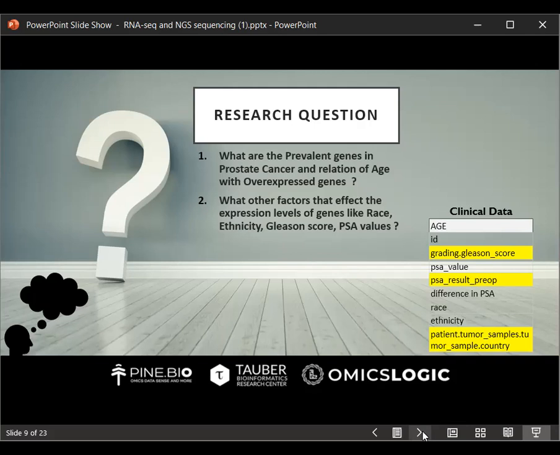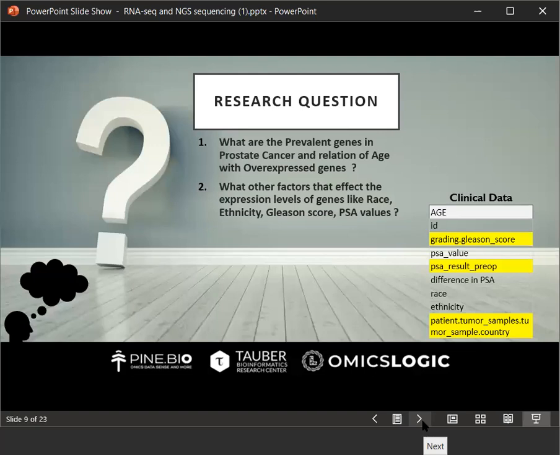had included the age, ID of the patient, the Gleason score, the PSA value before the operation was performed, the difference in the PCA that we measured. There was presence of race, there was presence of ethnicity, which could help us understand this disease in a much better way and do its analysis in different forms.